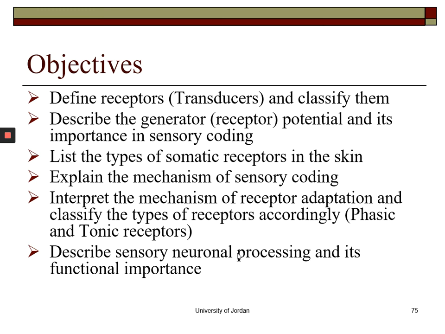And then we will talk about adaptation, the mechanism of adaptation, and the types of sensory receptors in terms of adaptation. Some receptors adapt fast, some receptors adapt slowly. The ones that adapt fast we call phasic receptors, and the slowly adapting receptors we call tonic receptors. Also, in the end, we will describe neuronal processing and its functional importance.